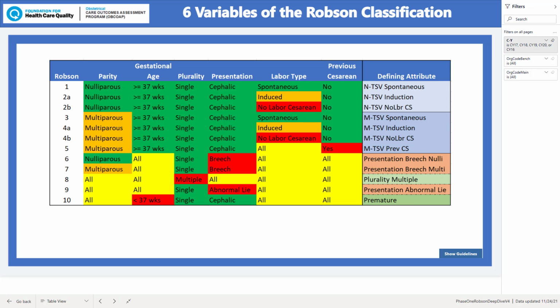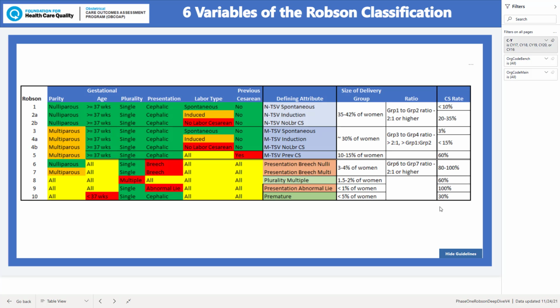Now, Dr. Robson and the WHO have published guidelines for each of these groups, and it's really instrumental to understand what those guidelines are. The two measures or metrics that are looked at are the size of the delivery group, so the percentage of women in each group as related to the whole, and then what is the cesarean section rate.